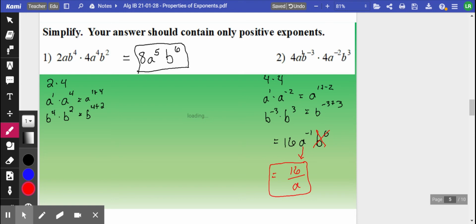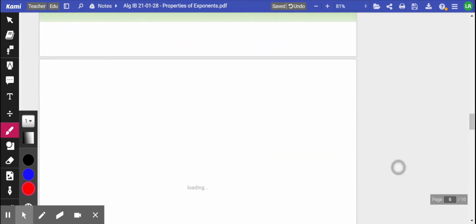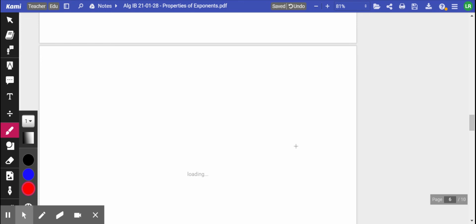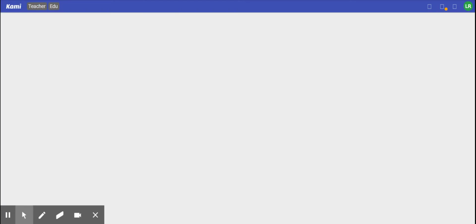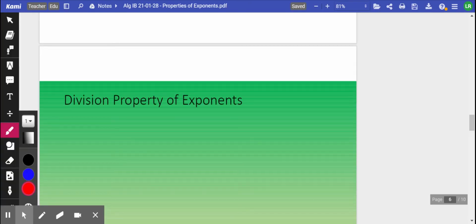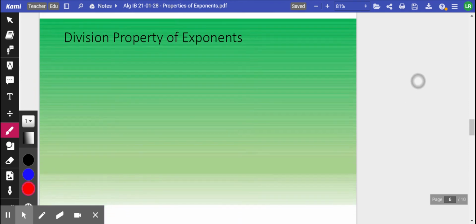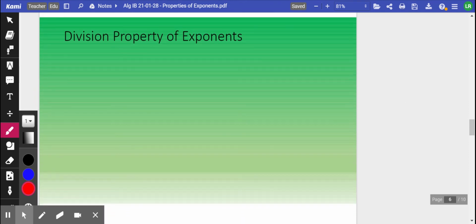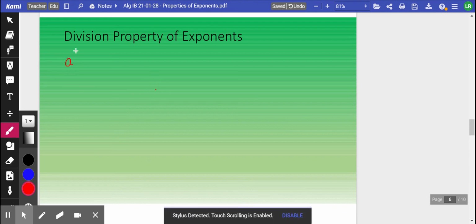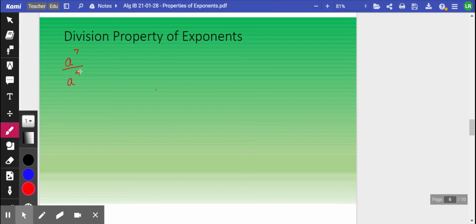All right, let's look at our next property. I'm going to have to refresh this. Our next property is going to be the division property of exponents. Now, the division property of exponents looks something like this. We have a to the 7th divided by a to the 4th.